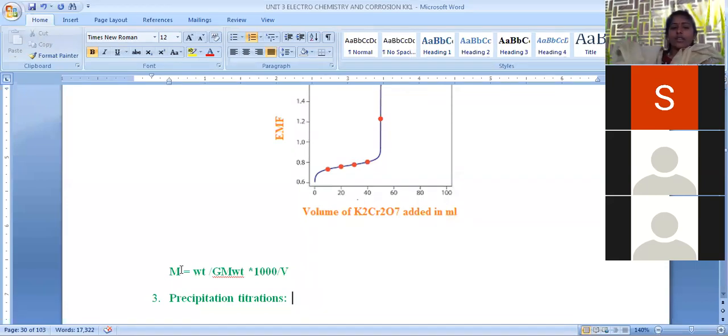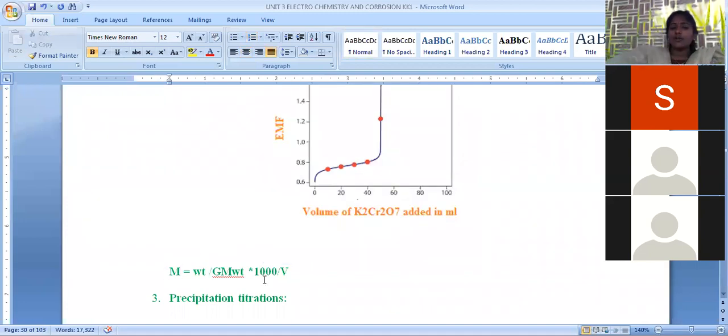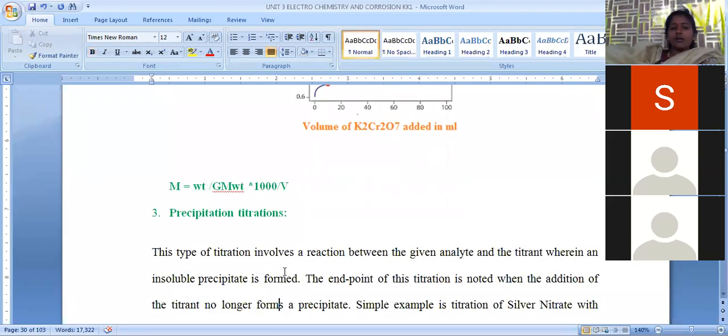From that end point, we can calculate molarity. If the molarity term is known, it is possible to calculate weight. Weight is nothing but the amount of ferrous ion present. If volume is equal to 100, when you substitute, you will get the weight of ferrous present in 100 ml of solution. In this way, redox titration is performed.